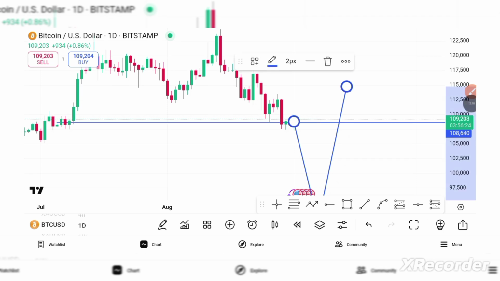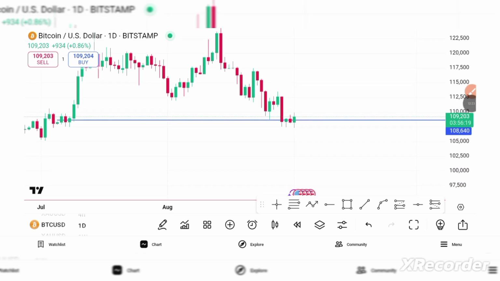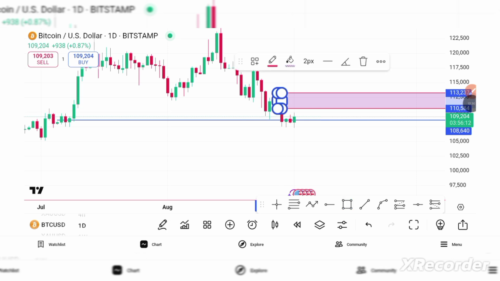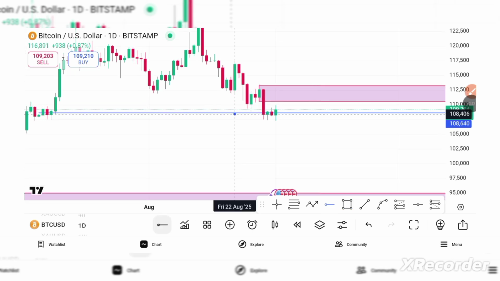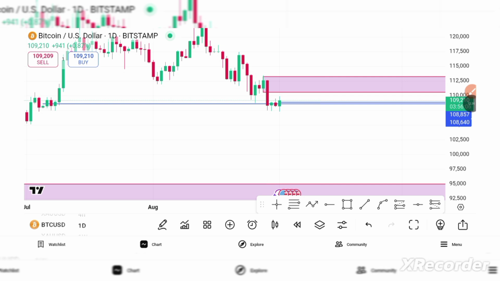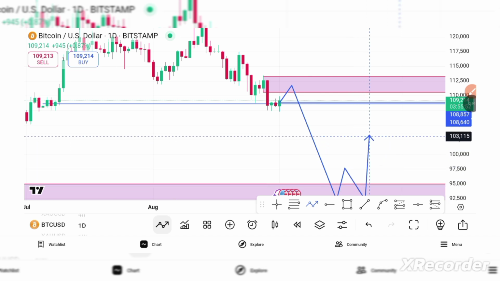So right now, in the daily time frame, price has broken structure to the downside. What we anticipate is we want price to trade back into this zone before giving us the real move to the downside and a change of character to the upside.